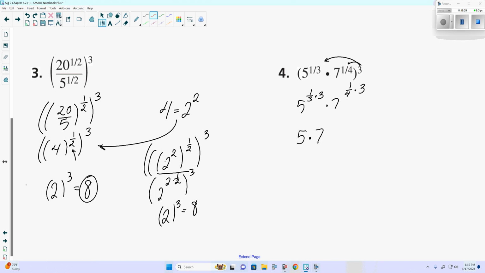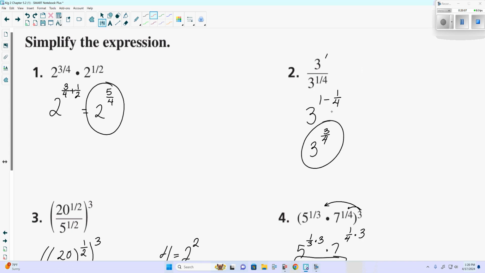7, 1/4 times 3 is, because powers of powers multiply. Like bases, if we're multiplying like bases, we add the exponents. What is multiplying with the numerator? 1 times 3, 1 times 7. Fractional multiplication, we multiply the tops. Tops with tops, bottoms with bottoms. Questions on these 4 here?